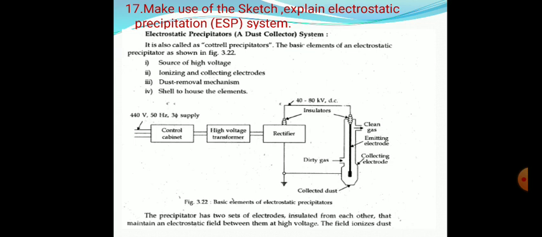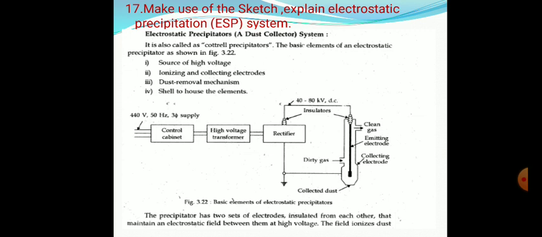So here source of high voltage, ionizing and collecting electrodes, dust removal mechanism, shell to house the elements, and here it consists of 440 volt 50 hertz 3 phase supply, control cabinet, high voltage transformer, rectifier, 40-80 kV DC, insulators, clean gas, emitting electrode, collecting electrode, dirty gas, collected dust. Basic elements of electrostatic precipitators.